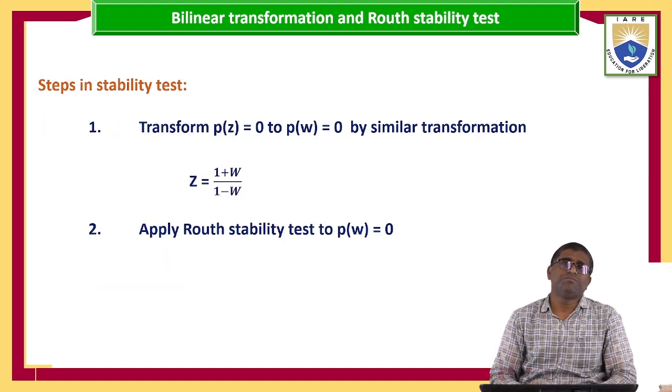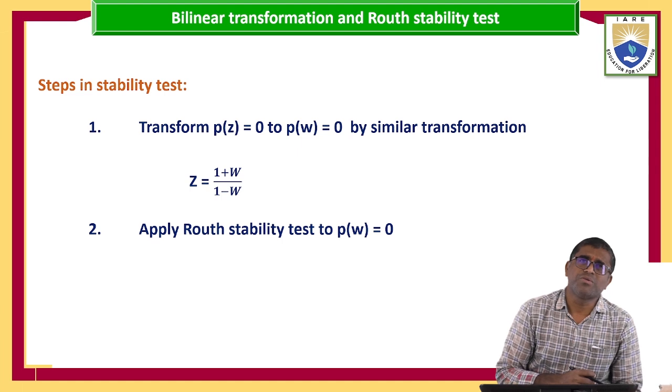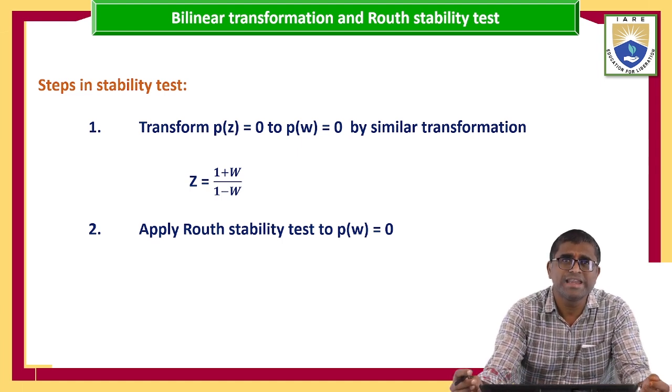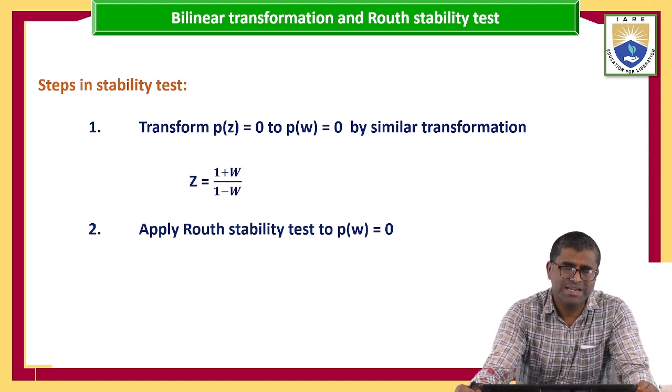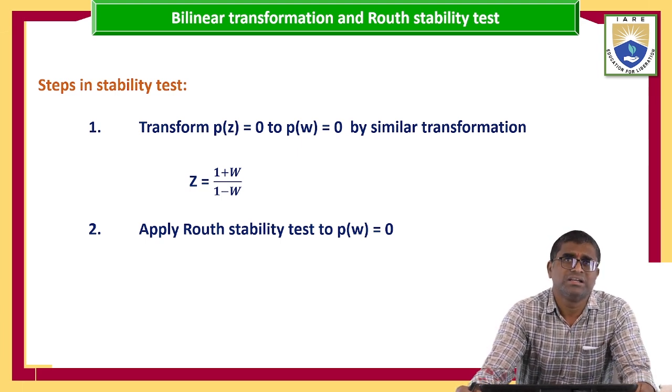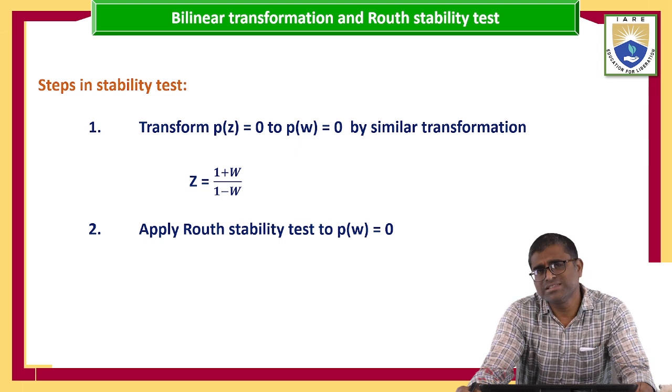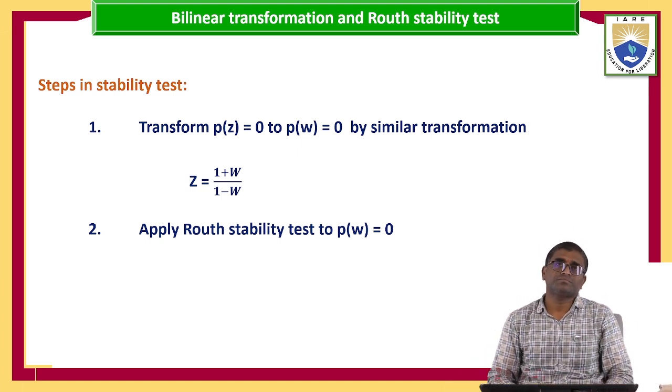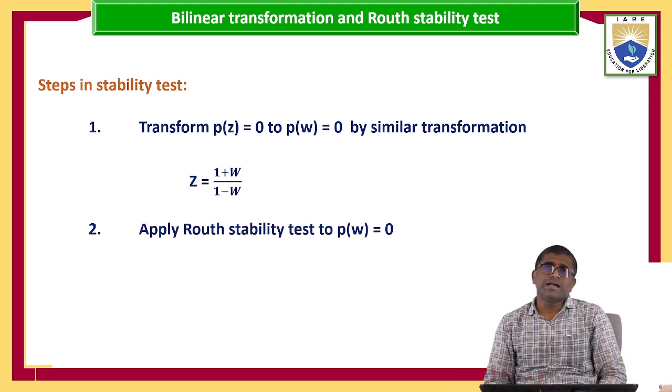These are the steps we have to follow for finding the stability condition. First of all, transform P of Z equal to 0 into P of omega by the bilinear transformation technique. Wherever Z appears in a problem, in any transfer function, we have to put (1 plus omega) by (1 minus omega). This is the first step.